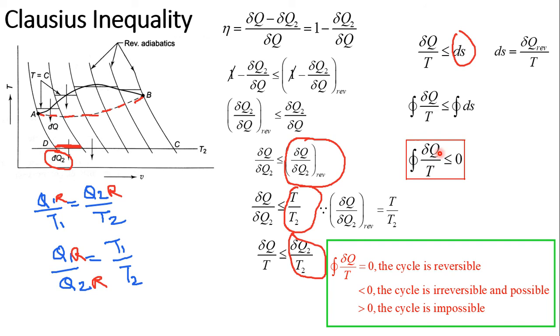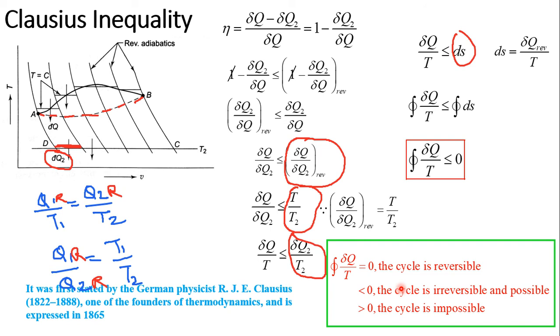Cyclic integral of del Q by T is less than or equal to 0. When it is equal to 0, it is reversible. When it is less than 0, it is irreversible but possible. And when this is greater than 0, the cycle is impossible. This is a very important concept and we will be solving numericals using this as well.